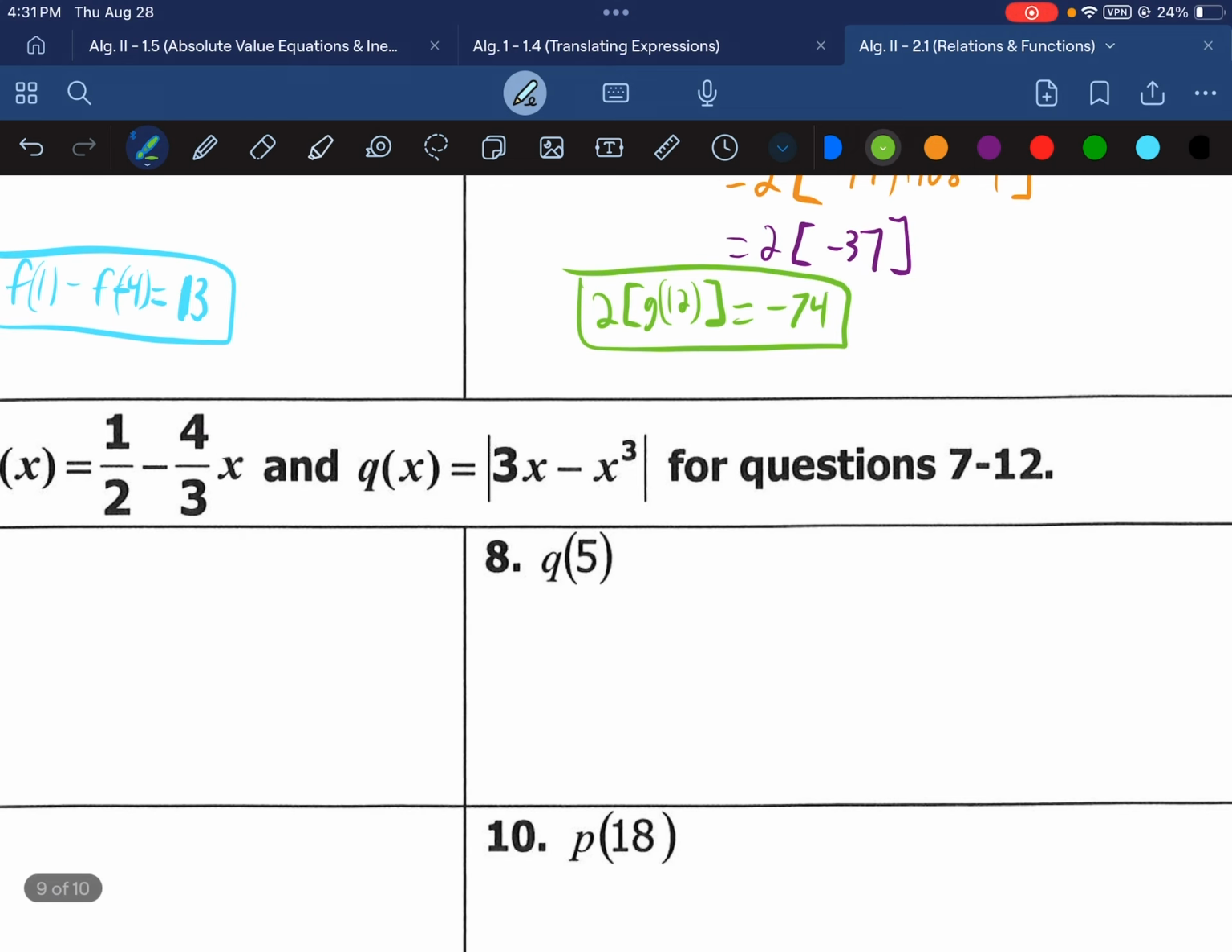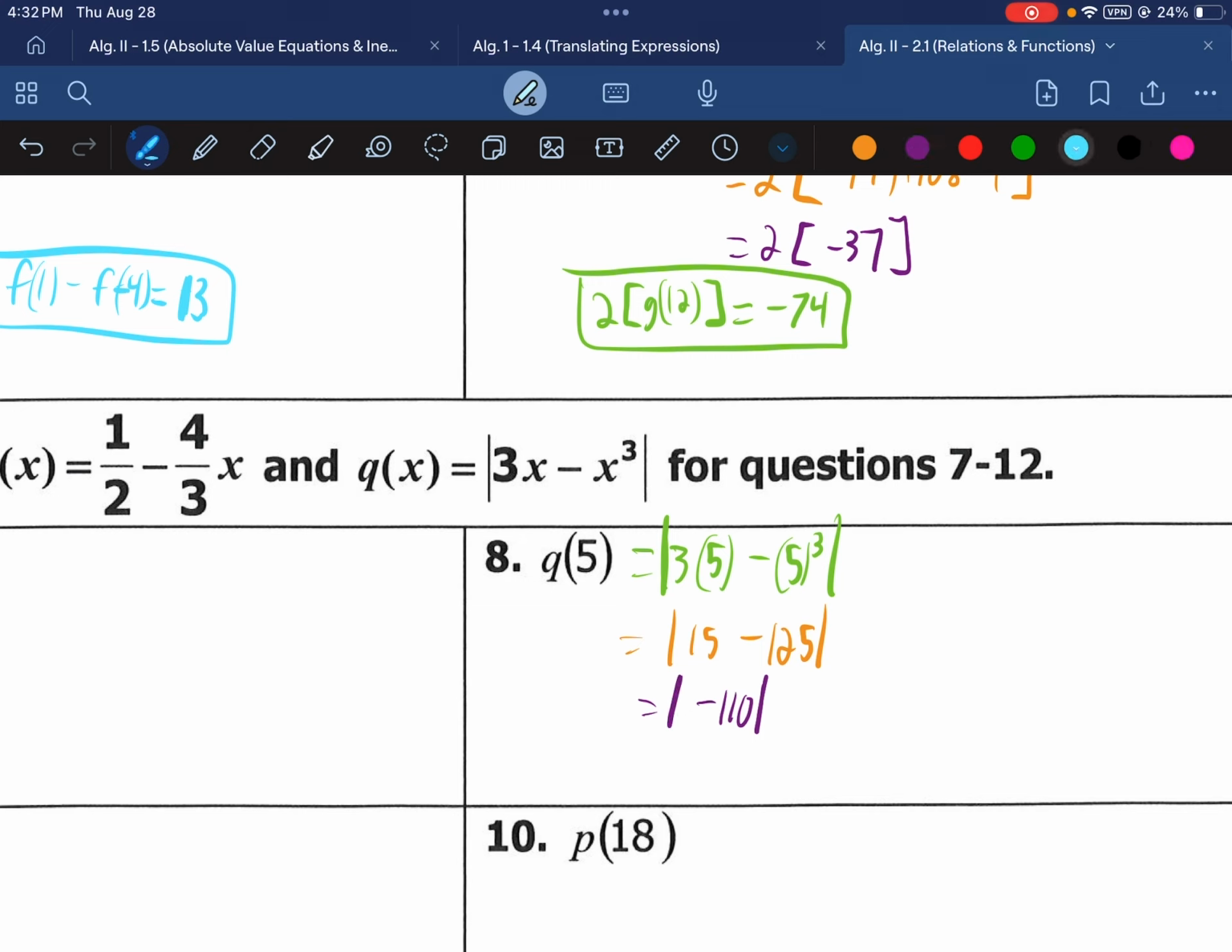On number 8, q of 5, I'm going to plug that into my x. And now you might be wondering, which x do we plug it into? The answer is both. So I wrote 8 for a second there, thinking about this. 3 times 5, minus 5 cubed. So 3 times 5 is 15, and 5 cubed is 125. That'd be the absolute value of -110. Reminder, you don't use the absolute value to make it positive until you do everything inside. So this becomes positive 110. So q of 5 is 110.